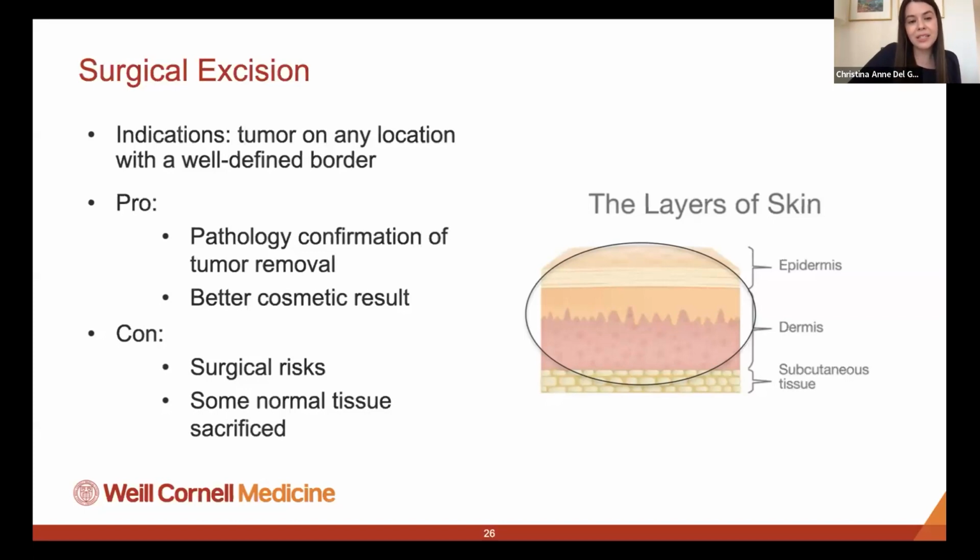The main disadvantage to the surgical excision is that it's a small surgery, so it does carry some surgical risks like bleeding and infection, although the risk of these is quite low. And you do sacrifice some normal tissue in the process.